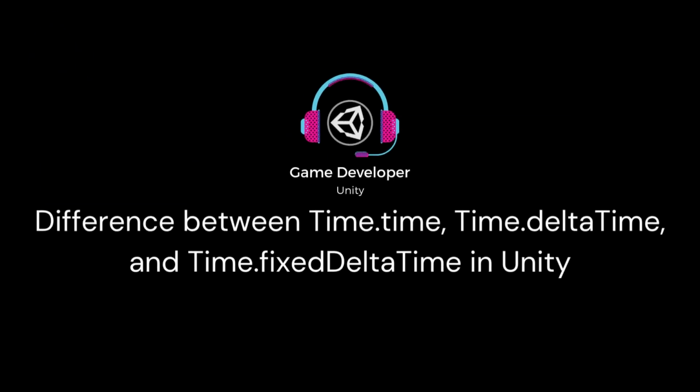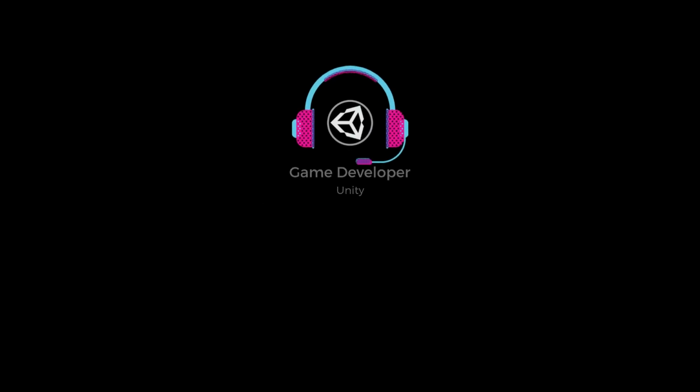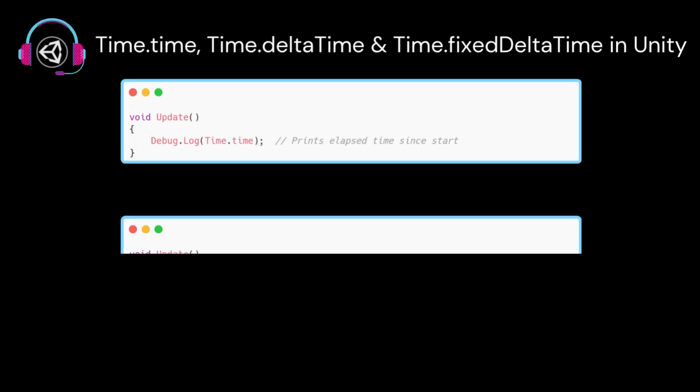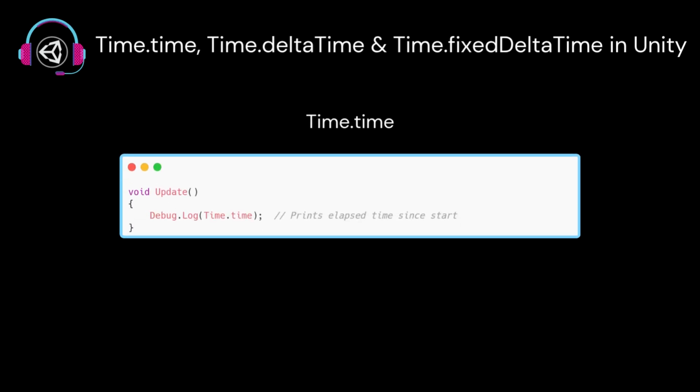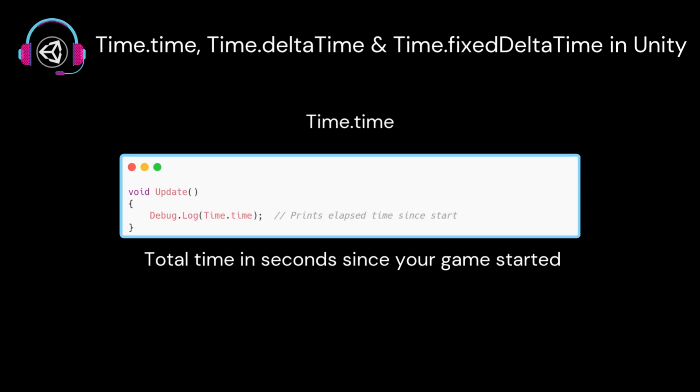Difference between Time.time, Time.deltaTime and Time.fixedDeltaTime in Unity. In Unity, Time.time, Time.deltaTime and Time.fixedDeltaTime are used to manage time within your application, but they serve different purposes. Let's break it down. Time.time gives the total time in seconds since your game started. It's like a running clock that never stops while the game is playing. Time.time is useful for tracking overall game duration, setting timers or scheduling events based on absolute time.